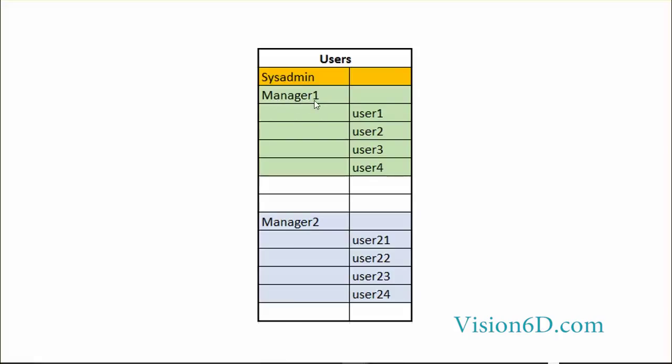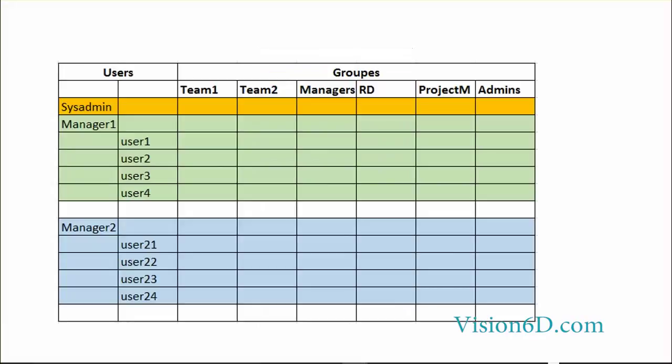We have a manager, we have user 1, 2, 3, and 4, which will relate to manager 1. We'll have a manager 2 with user 2.1, user 2.2, user 2.3, user 2.4 that relate to manager 2. These are the users we are going to create. Further on, we are going also to define groups in which we are going to place those users.